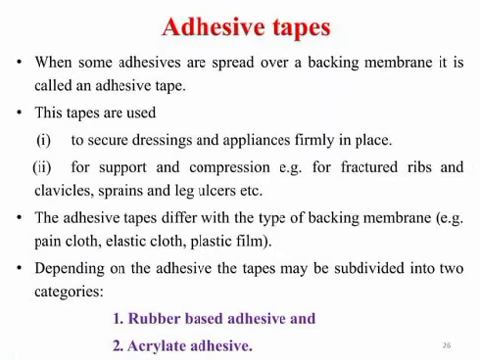Next is adhesive tapes. When adhesives are spread over a backing membrane, it is called adhesive tape. It is mainly used to secure the primary and the secondary dressings placed on the wounds, and sometimes it also gives some more support to fractured ribs and clavicles. Based on the materials present in the adhesive tapes, they are categorized into rubber-based adhesives and acrylate adhesives.